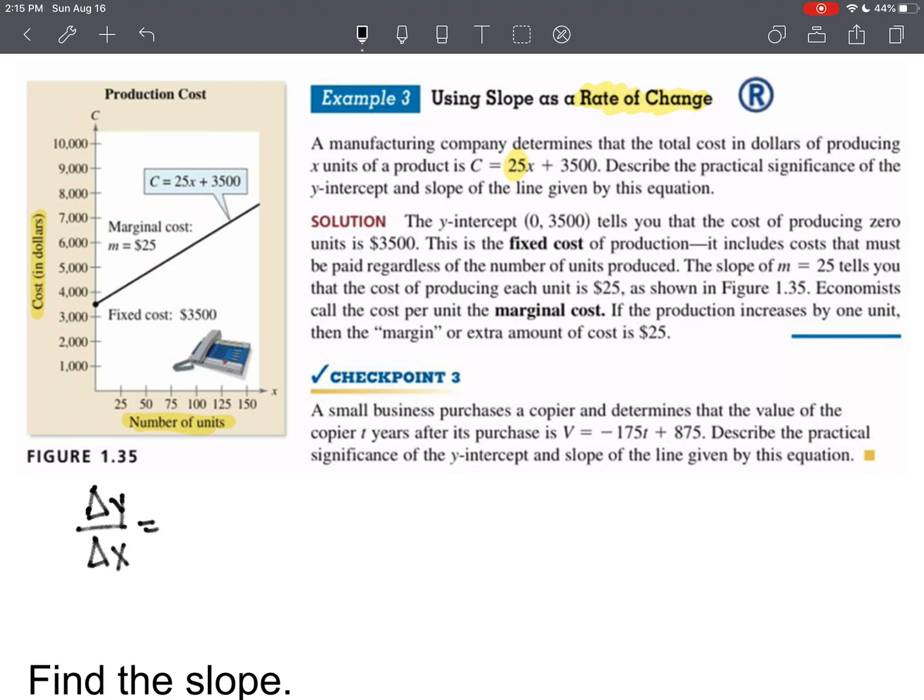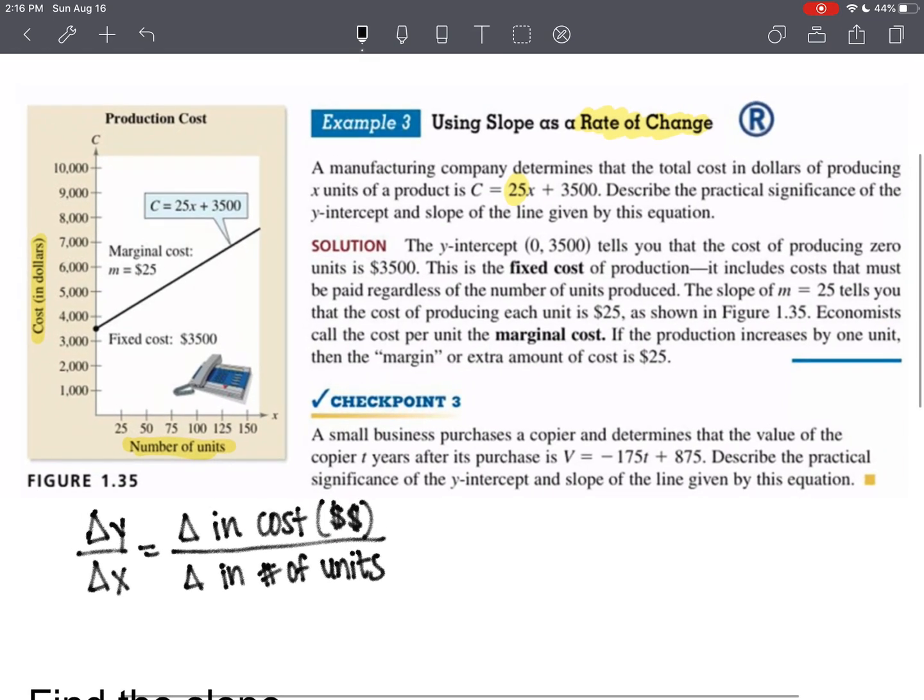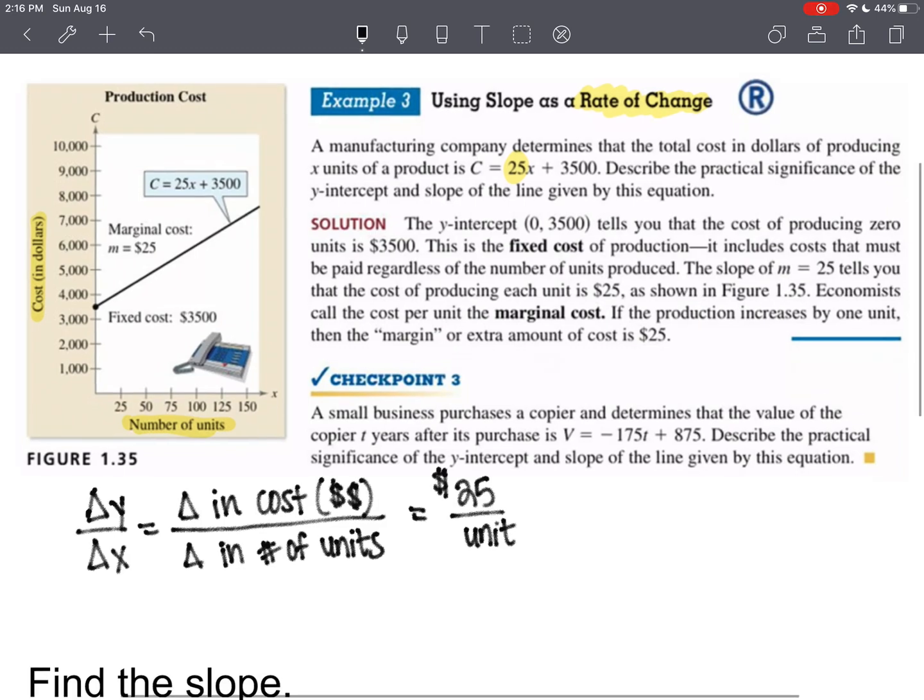So change in y over change in x. In this case, our change in y is going to be the change in cost, which is in dollars. And the change in x is going to be the change in the number of units. So 25 would be $25 per 1 unit. That's your rate of change. $25 for every unit.